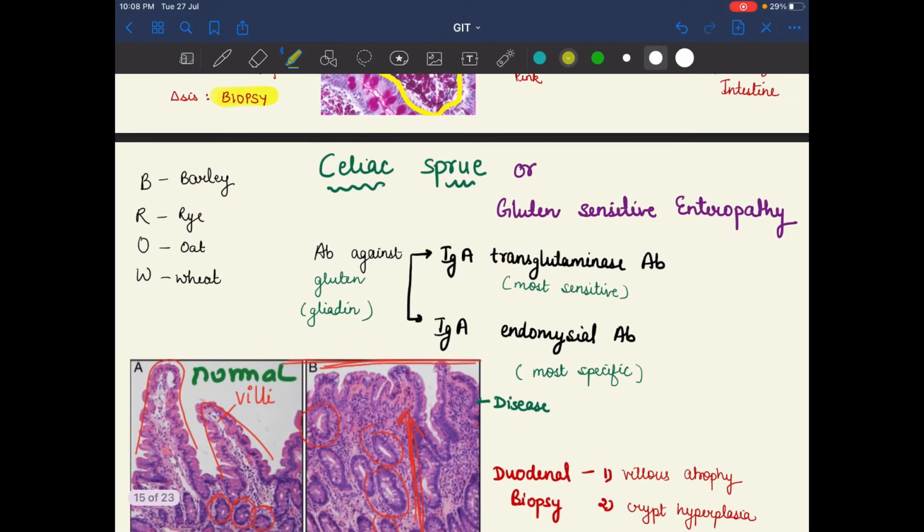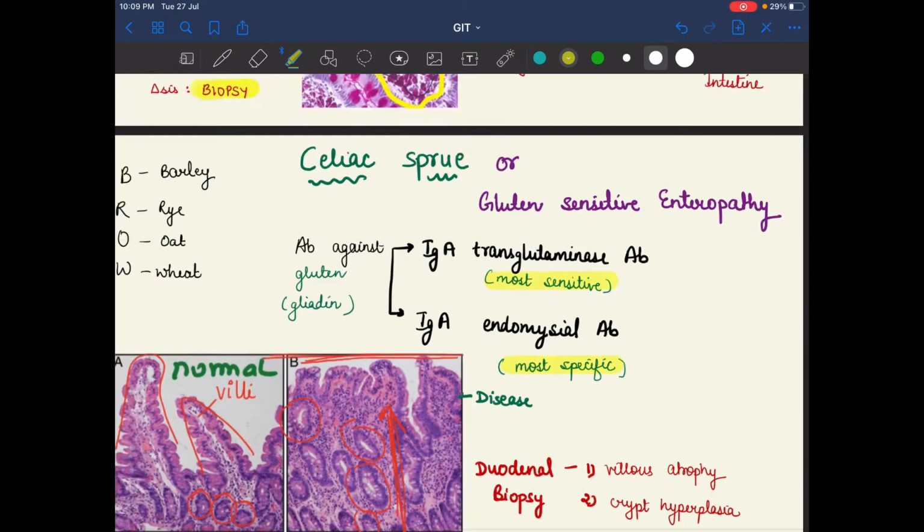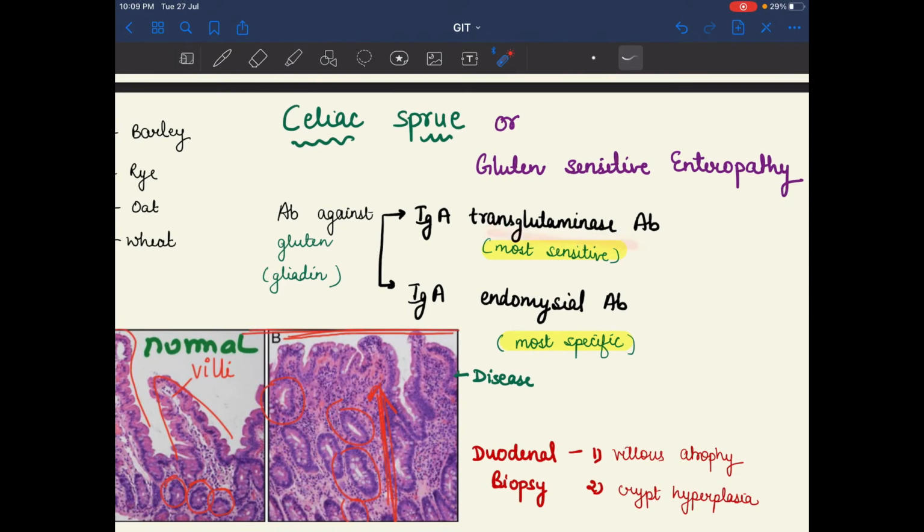So next one is celiac sprue, also known as gluten sensitive enteropathy. In this disease, we have antibodies against IgA transglutaminase antibody or IgA endomysial antibody. We have to know which is most sensitive and which is most specific. Transglutaminase is most sensitive and endomysial antibody is most specific.